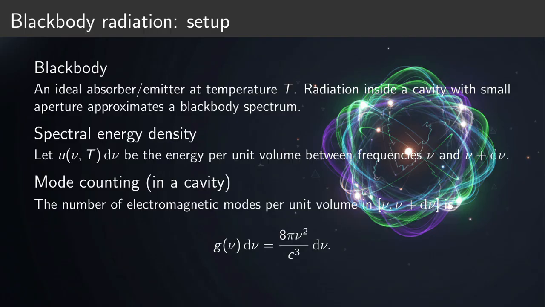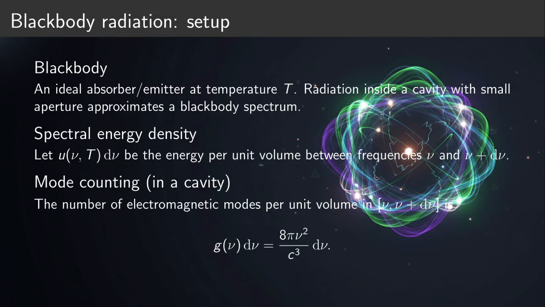Blackbody Setup. To understand the origin of the Planck constant, we begin with blackbody radiation. A blackbody is an ideal object that absorbs and emits all radiation. When radiation is trapped inside a cavity, it forms a well-defined spectrum that depends only on temperature. We describe this using spectral energy density, the energy per unit volume at a given frequency.